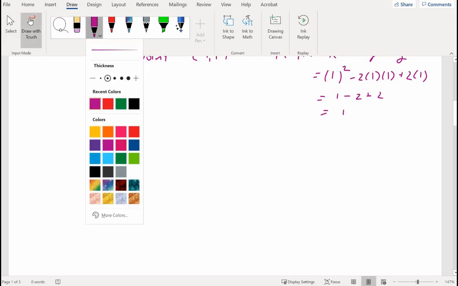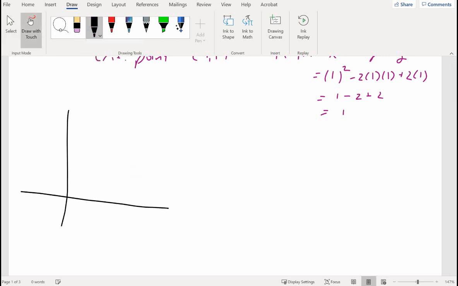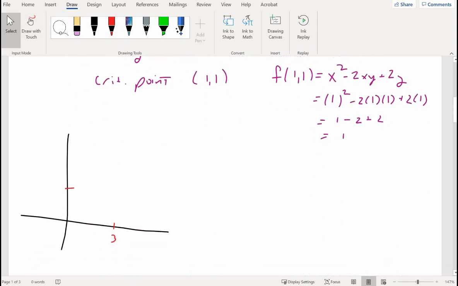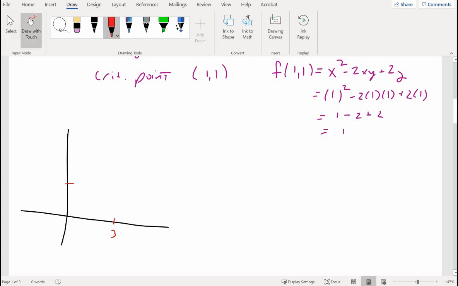So with my boundary, x is between 0 and 3 and y is between 0 and 2. So that's this rectangle right here. I'm just going to start labeling the sides. I'm going to call those L1, L2, L3, and L4. So L1 is simply the line x equals 3.